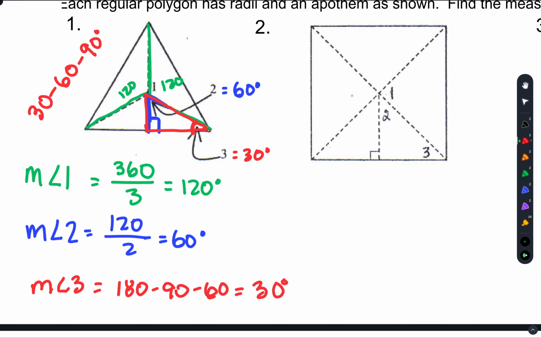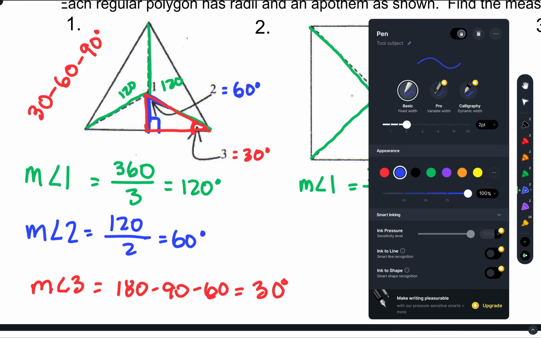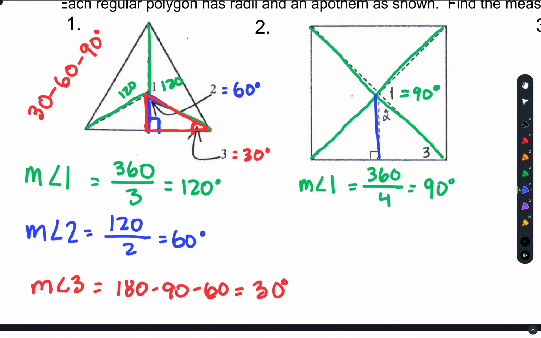Okay, let's look at the square. We're going to do the same thing. Remember, these radii of my square are splitting this square into 4 equal pieces. So the measure of angle 1, I'm going to take the full circle and divide it into 4 pieces. That gives me 90 degrees. My apothem takes that angle and divides it in half. It cuts it literally right down the middle. So angle 2 is 90 divided by 2, aka 45 degrees.